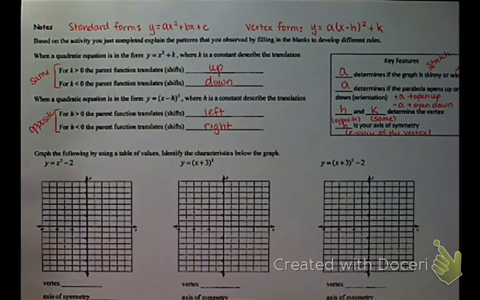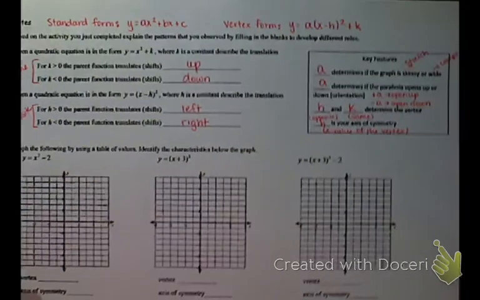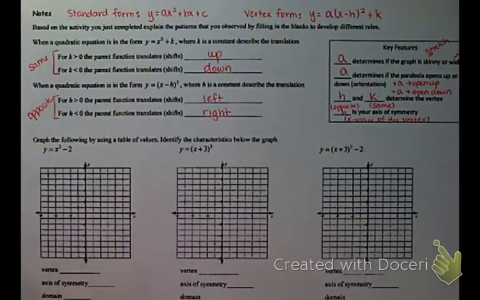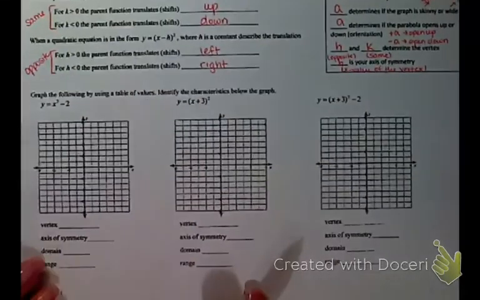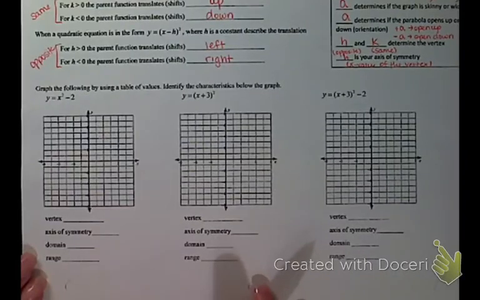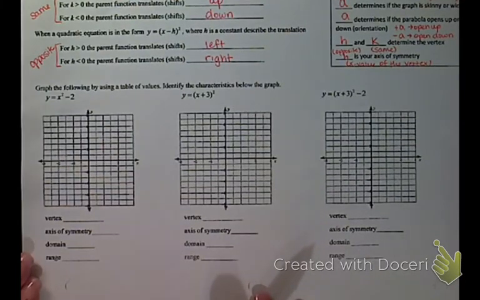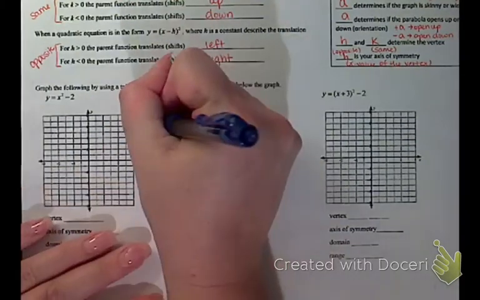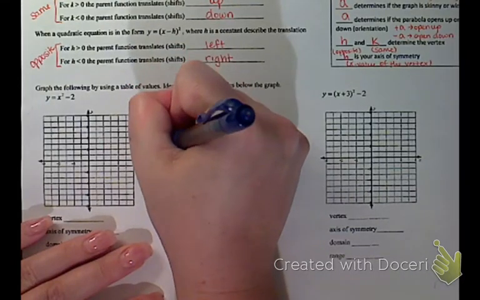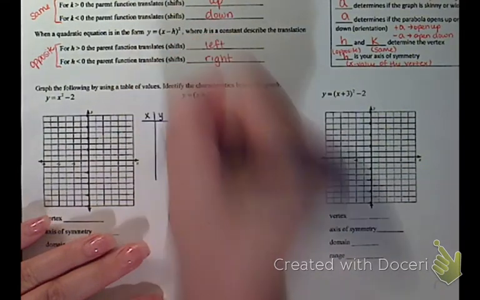Okay, so let's take some time and actually graph. Now we're going to continue to create a table of values, but you'll notice here I don't give them to you. So in the last unit we gave you a table of values. From here on out you're creating your own. Okay, so I want everyone to draw a table, and we're going to label our table of values XY.